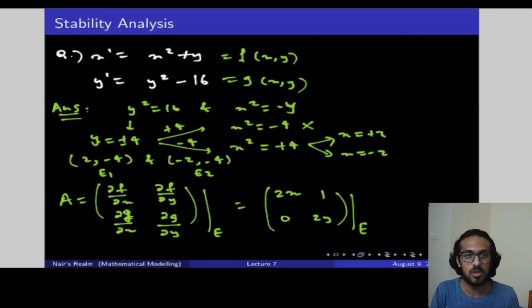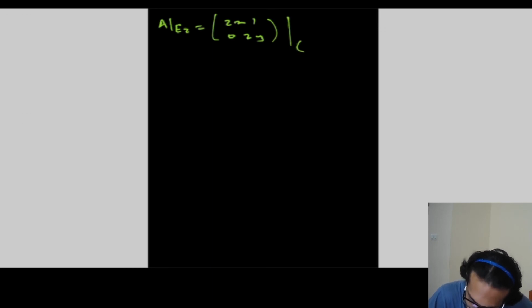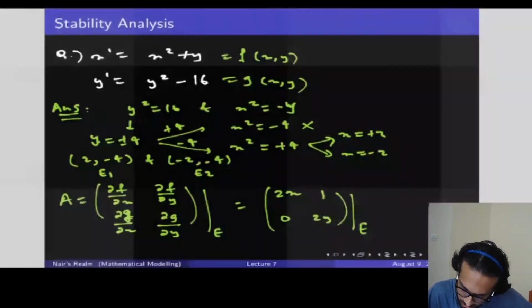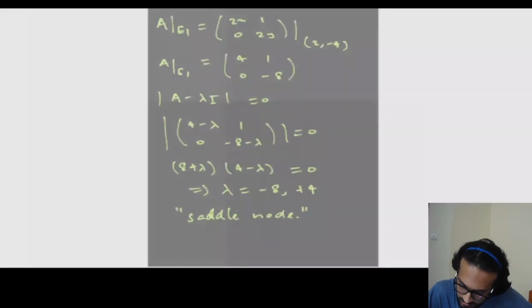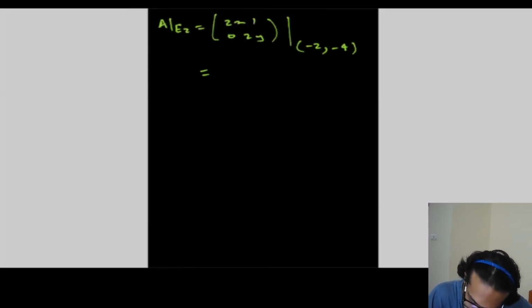Correct? Like I said, we always discuss stability about equilibrium points. So now let's check about the second equilibrium point. So that means A evaluated at E2 is nothing but 2x 1 0 2y, and I evaluate this at minus 2 comma minus 4, I think, right? That's minus 2 comma minus 4. That is E2, correct? So that means what I get here is minus 4 1 0 minus 8.